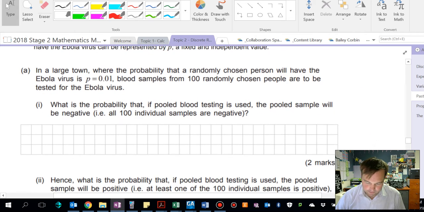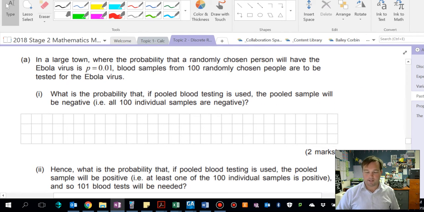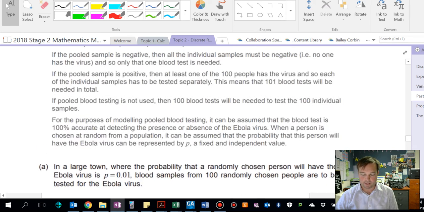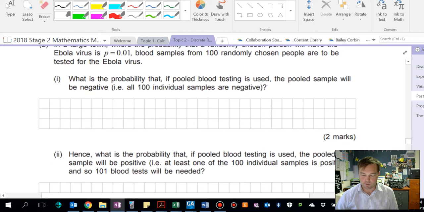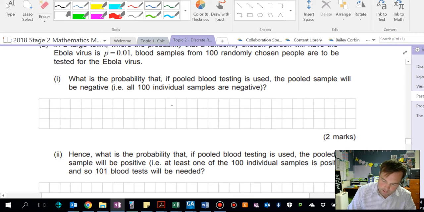in this random town, the probability of a randomly chosen person having the Ebola virus is 1%, or 0.01. Blood samples from 100 randomly chosen people are tested for the virus. What is the probability that, if pooled, the blood test of the sample is going to be negative? The probability of getting all tests negative, if you want the full working, well, we need to define the success. Success meaning someone having the virus, which seems odd, but the probability of success is 0.01.